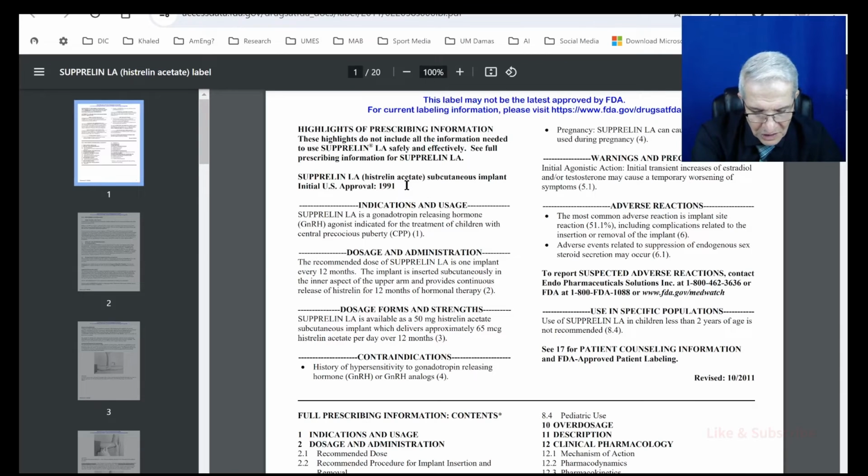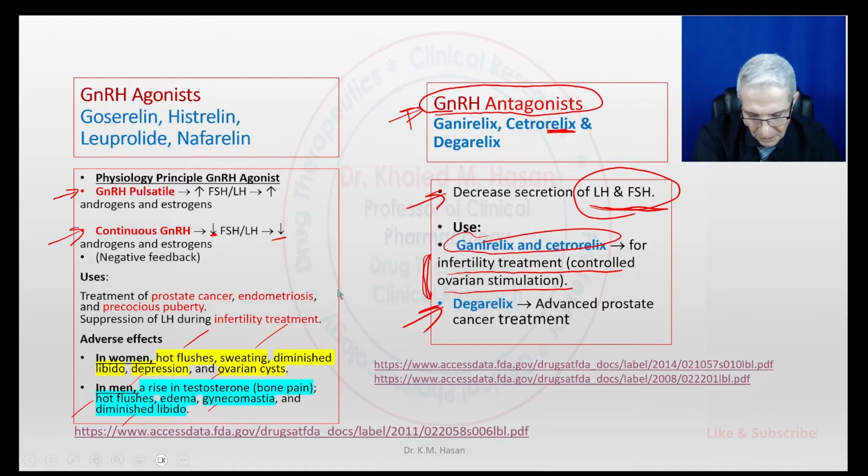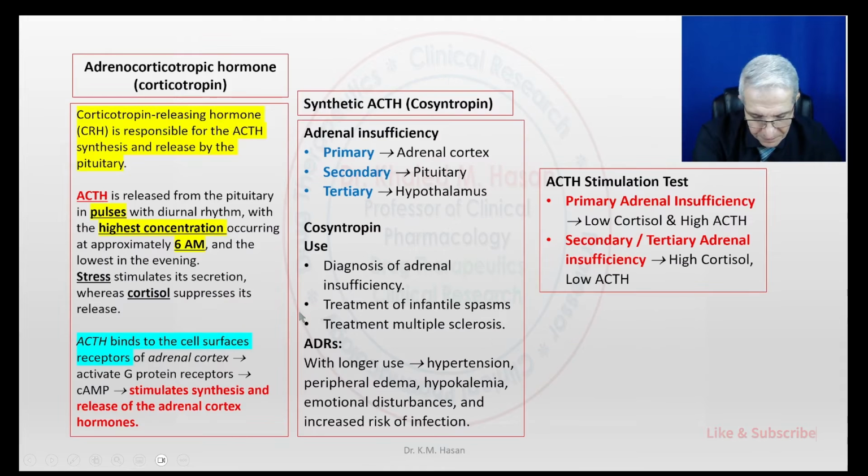Okay, let us click on this one here and go to histrelin acetate and the indication. You can see here, the hormone histrelin is used for the treatment of children with central precocious puberty. Okay, so we have it here.